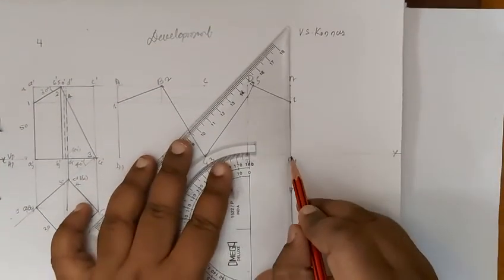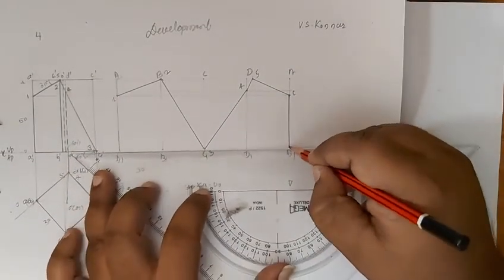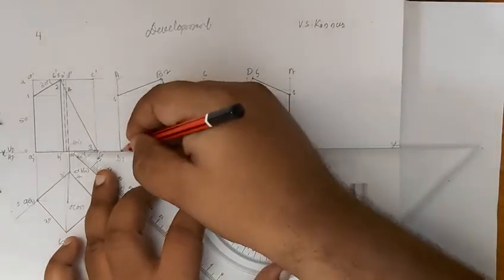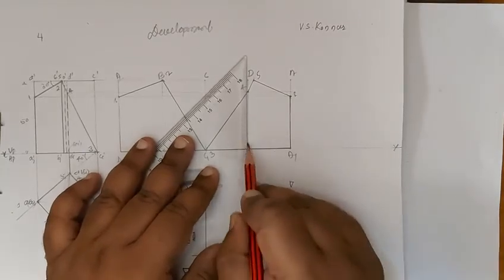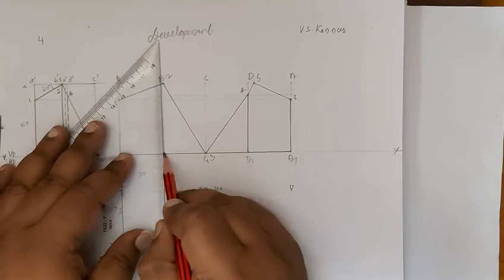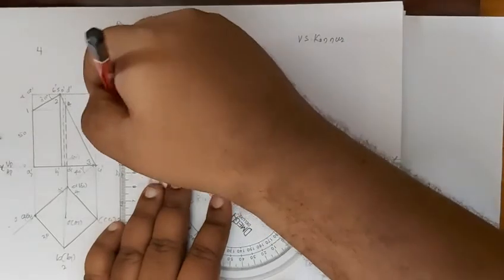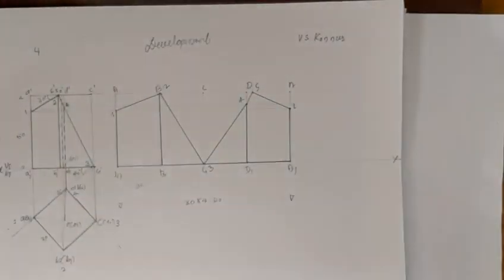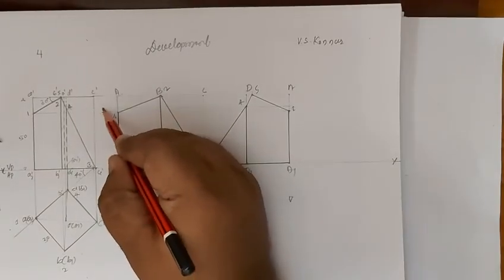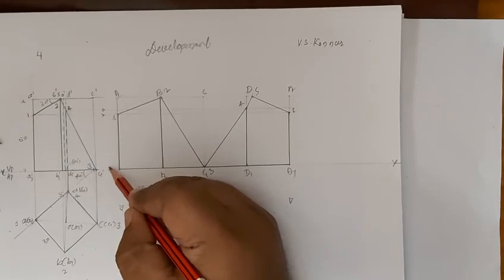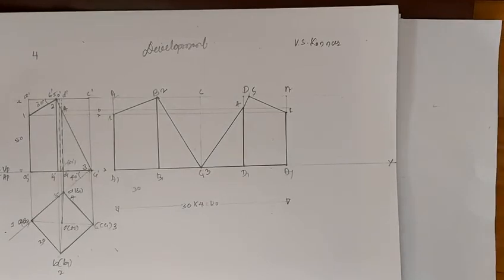Right, then we will make these parts dark. D1 to the fourth point, complete D1, and then A1 to the first. So this is the development of the given cut section. This part should be made dark. These parts are removed from the developed given problem. Thank you.